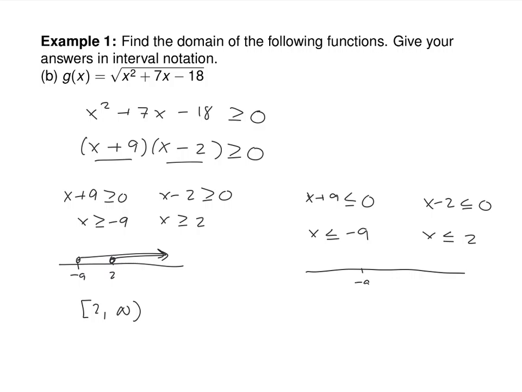So that's from -9 down, 2 down. Where are both conditions met? Give me as an interval. -9 is where they start to both be met.